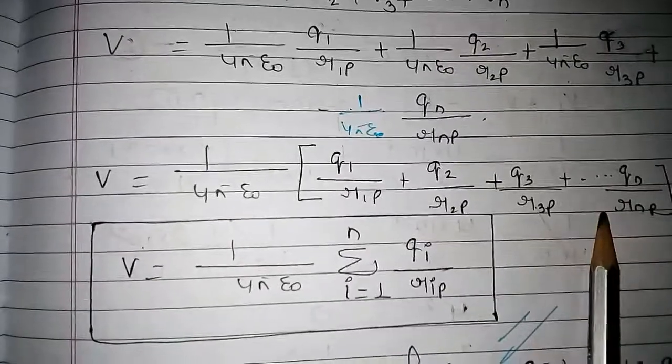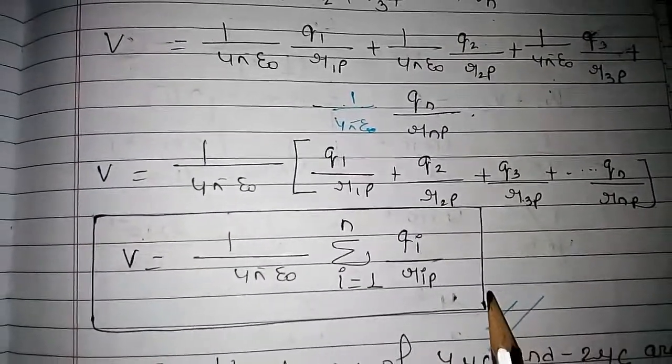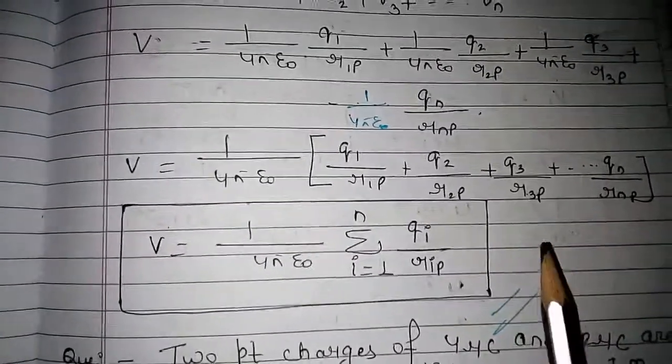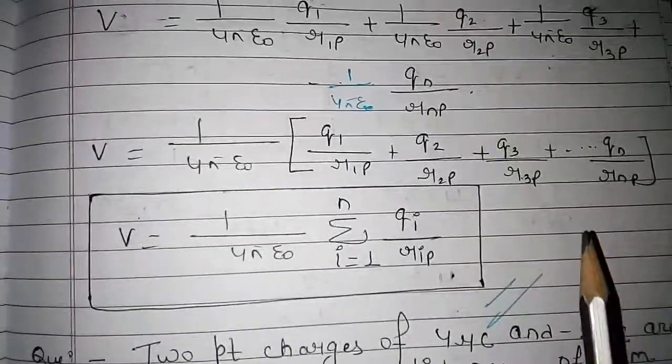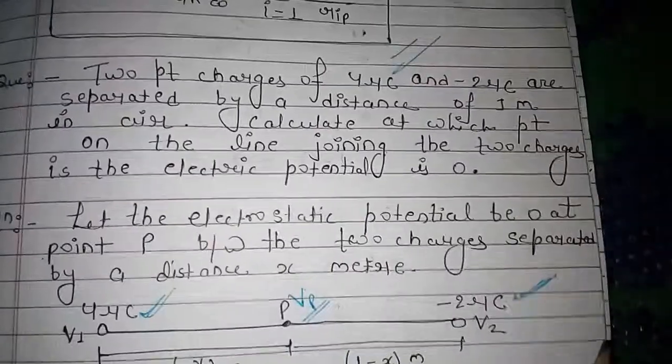Okay, like this only. So this is our final equation for the electrostatic potential due to a system of charges. Now see, one numerical is given here.